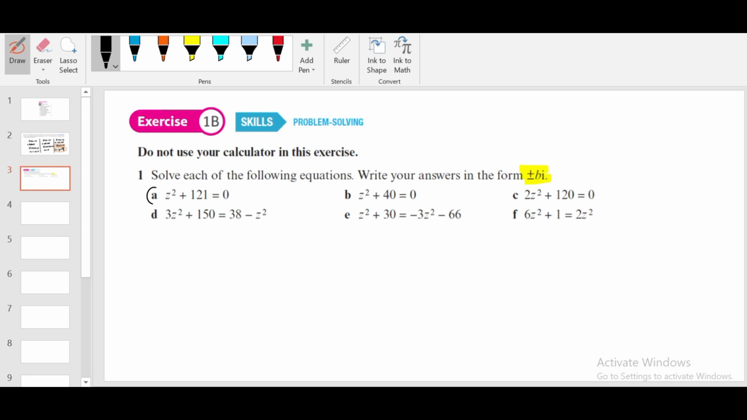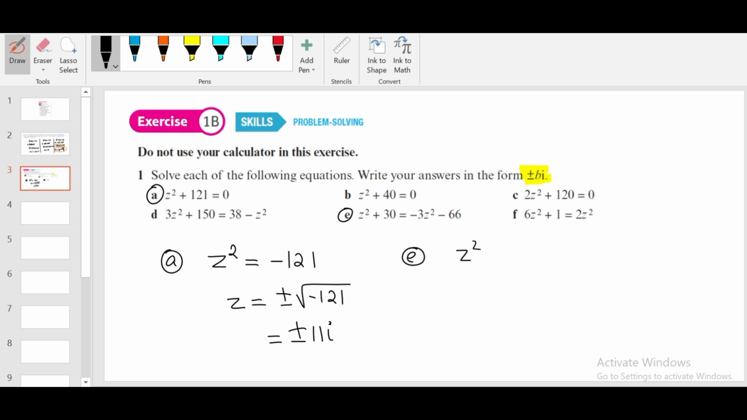So the easiest way to solve it is by making z the subject. z² = -121. z is plus or minus the square root of -121. If you find the value of the square root of 121, you will get 11. So you can write it as plus or minus 11i. That's the two solutions.